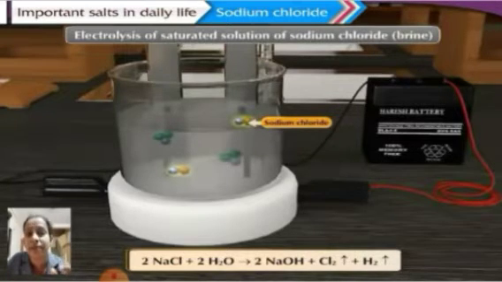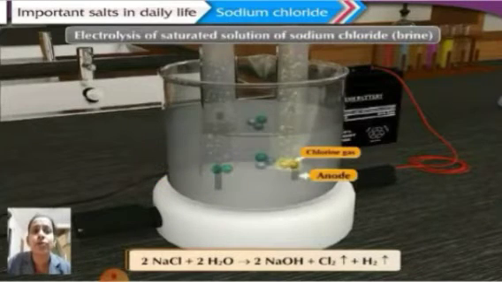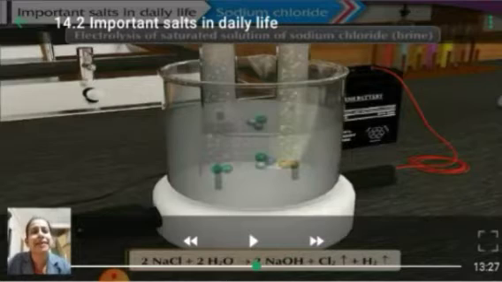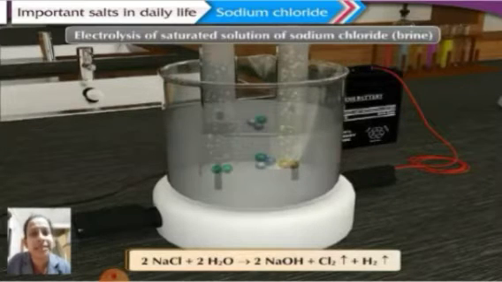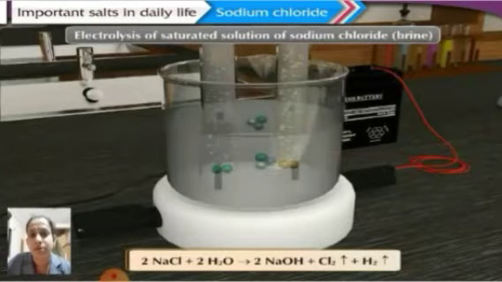Saturated solution of sodium chloride is also called brine solution. Remember this, saturated solution of sodium chloride is also called brine solution. So when this solution is electrolyzed, you will find that at the cathode hydrogen gas is liberated, whereas at the anode you will find that chlorine gas is liberated. You know that the anode is a positive electrode, whereas the cathode is a negative electrode. So hydrogen being positive, it will settle on the cathode, the negative electrode, whereas chlorine gas being negatively charged settles on the anode, that is the positively charged electrode.